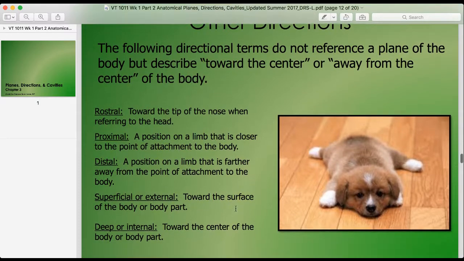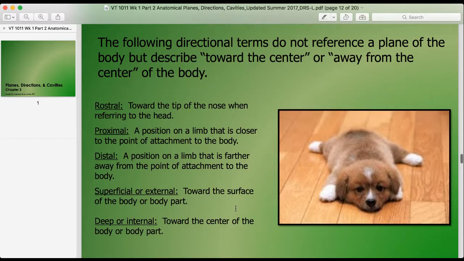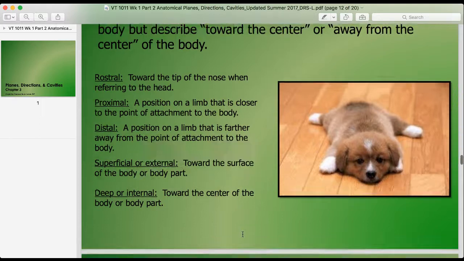So distal versus proximal. Superficial or external versus deep or internal. So superficial, external, toward the surface. If this puppy again had a lesion right on top of his head, well, that would be on the superficial or external part of the hair coat. But if he had a growth inside his abdomen, that would be deep or internal. So toward the center. So keep these terms in mind: rostral, proximal, distal, superficial or external, deep or internal.